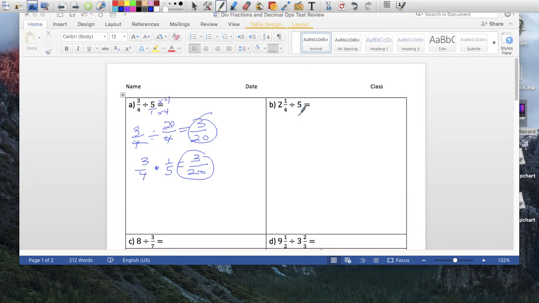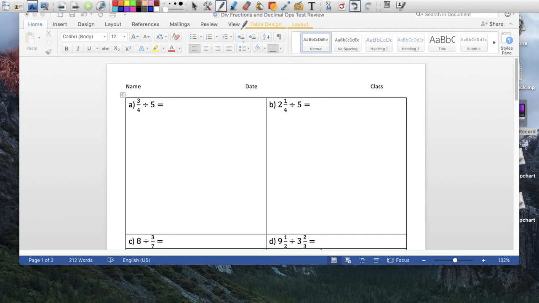B, it's a mixed number. I'm going to change that to an improper fraction. 4 times 2 is 8, plus 1 is 9, so it's 9/4. And let me just put this over 1 over here. I'm just going to do it this way. The LCM would be 4. So times 4 here, times 4 on the top, and 5 times 4 is 20, which allows us to do this. And we can write that as a fraction. We get 9/20.